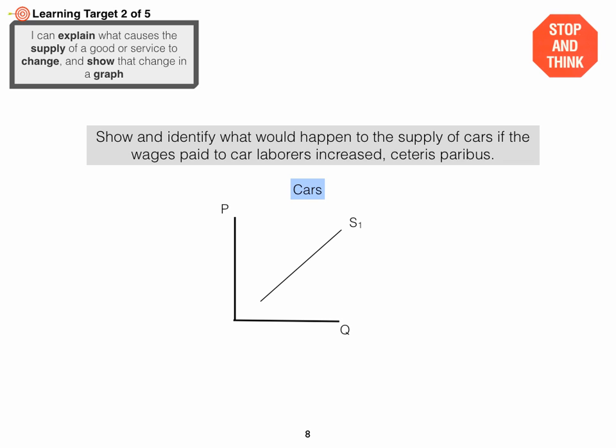Okay, so here's your graph. Price on the y-axis, quantity on the x-axis, upward sloping supply curve labeled S1. And the supply of cars is going to decrease. Wages paid to car laborers are an input cost, labor being a resource, wage being the price of that resource. So input costs here have gone up, and assuming everything else has remained the same, the supply is going to go down. How do we show that? Shift the curve to the left.